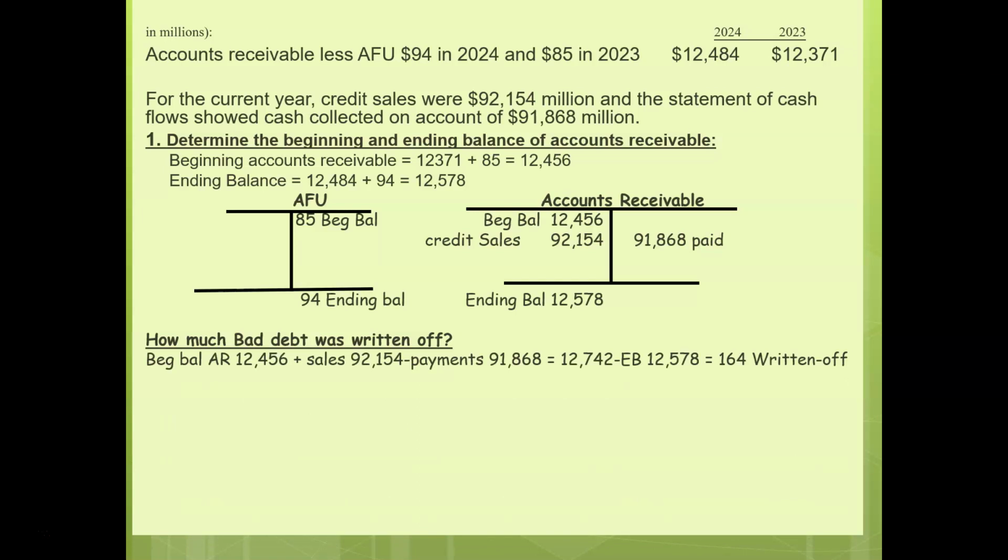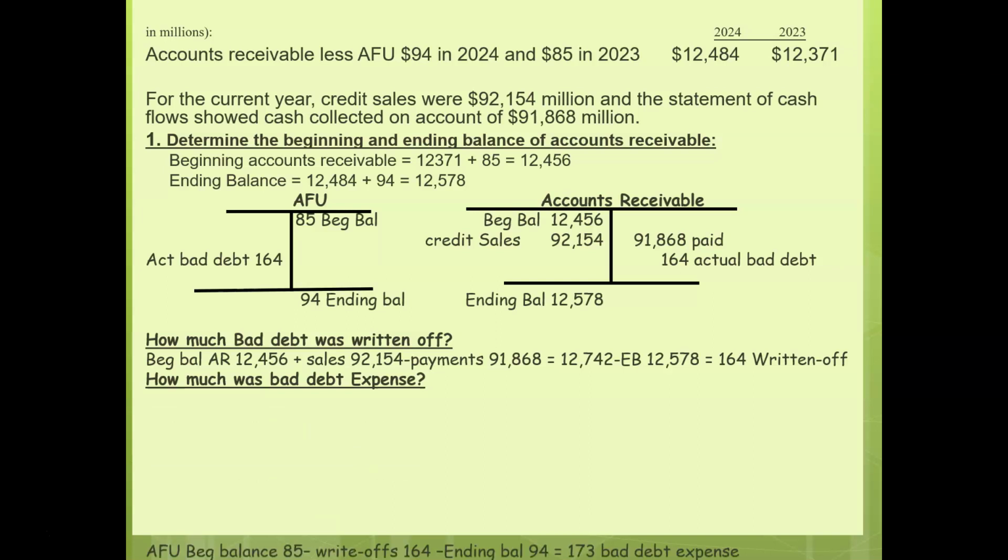We're going to take our beginning balance, accounts receivable, plus the sales minus the payments, which gives us a balance of $12,742. But we know that's not our balance, it's $12,578, and the difference must have been bad debt write-offs. So now we have the actual bad debt, and we also know that would have been a debit to allowance for doubtfuls. Now, how much was bad debt expense?